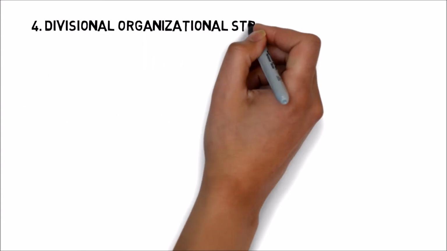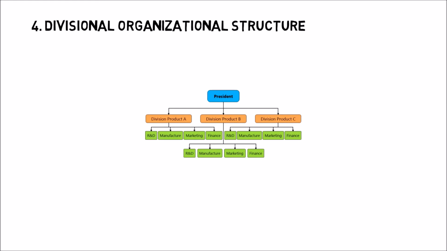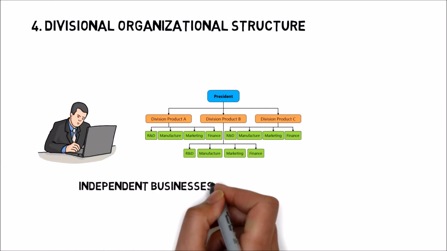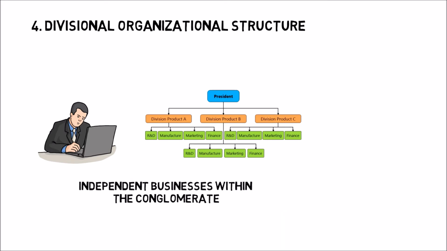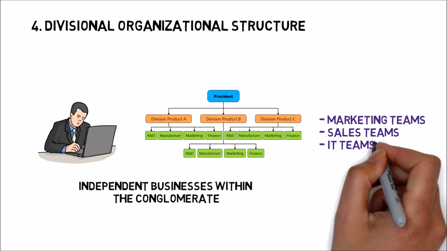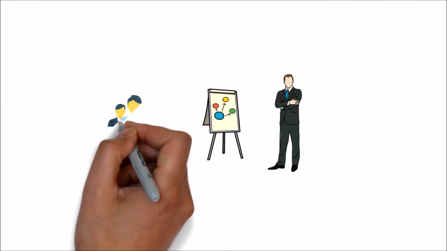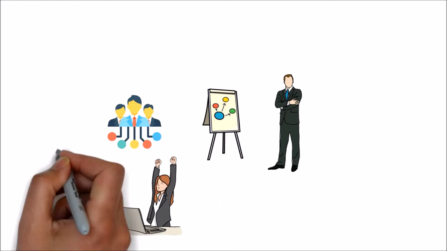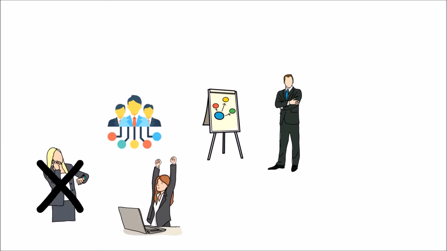4. Divisional organizational structure. In a divisional organizational structure, a firm's divisions have control over their own resources and operate like independent businesses within the conglomerate. There may be multiple marketing teams, sales teams, IT teams, and so on in each business unit. This structure works well for large enterprises since it enables the various divisions to make decisions without having to report to just a few bosses.